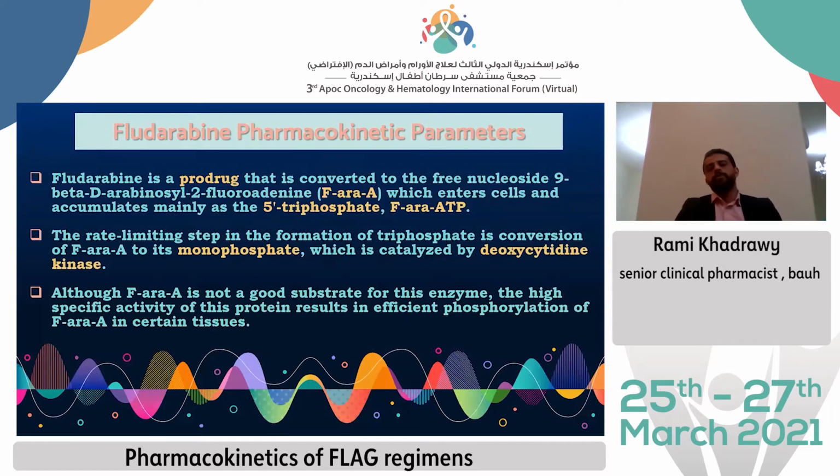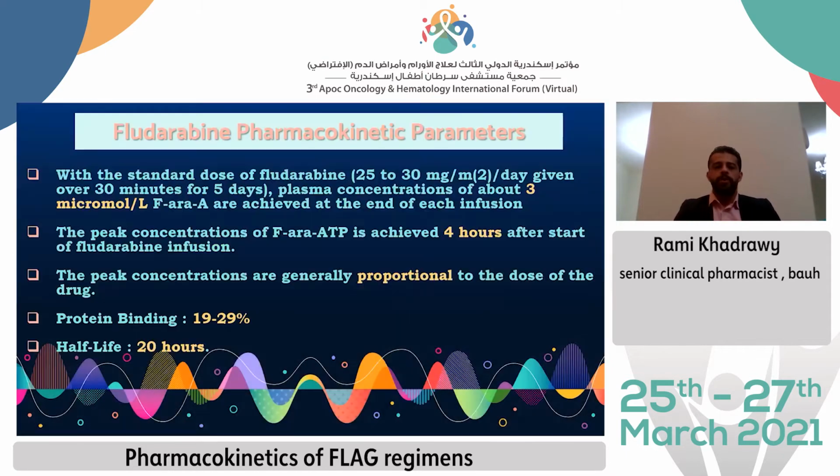the standard dose of fludarabine at 30 milligrams per meter square, when given over 30 minutes on 5 days in the FLAG regimen, results in a plasma concentration of about 3 micromoles per liter. The peak concentration is achieved 4 hours after starting the fludarabine infusion. The F-ara-ATP reaches its peak of 3 micromoles per liter after 4 hours. The peak concentration is proportional to the dose, protein binding is about 29%, and the half-life is 20 hours.